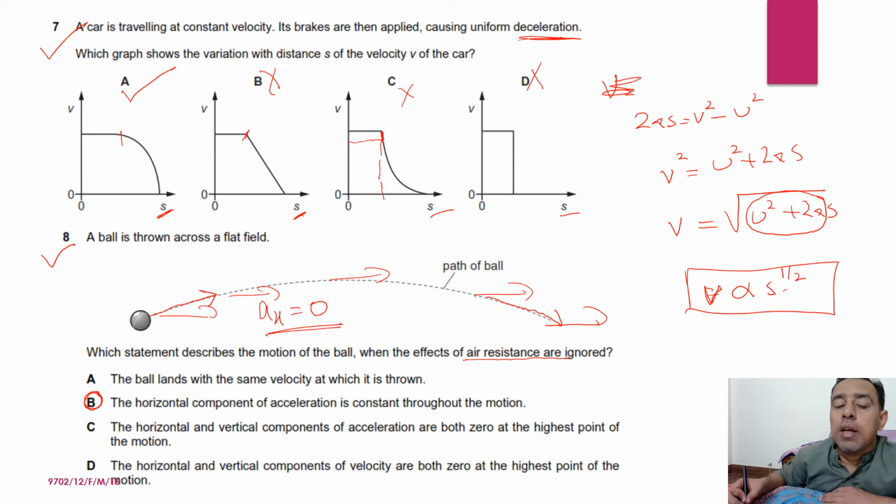No, it's not. The vertical component of the acceleration is not 0, it's g, which is 9.81 everywhere. So this is wrong. The horizontal and vertical component of the velocity are both 0 at the highest point. At the highest point, the vertical component is 0, but we have the horizontal component of the velocity, so it's wrong as well. That's why option B is correct.